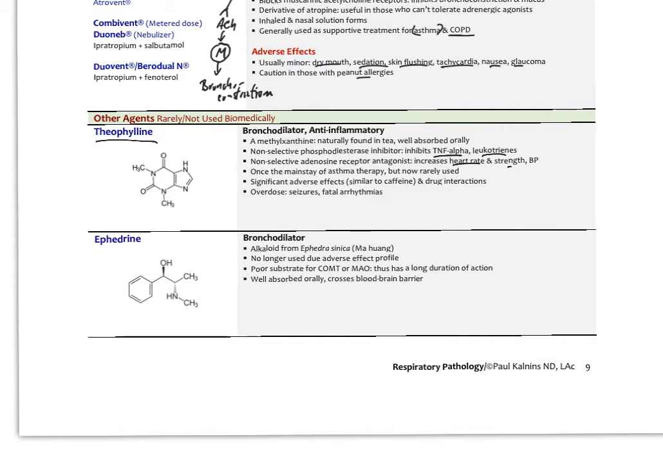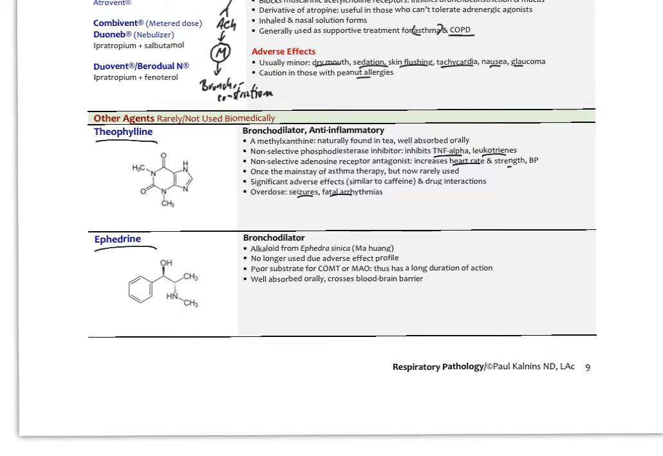So it used to be used, again, very commonly for asthma, but because it has all these other adverse effects, kind of like caffeine times 10, it has been associated with seizures and fatal arrhythmias, so we don't tend to use theophylline. I have seen a couple patients on it that are very unresponsive to the other medicines, so it's kind of one of these tertiary agents that physicians have in their black bag if they need it.